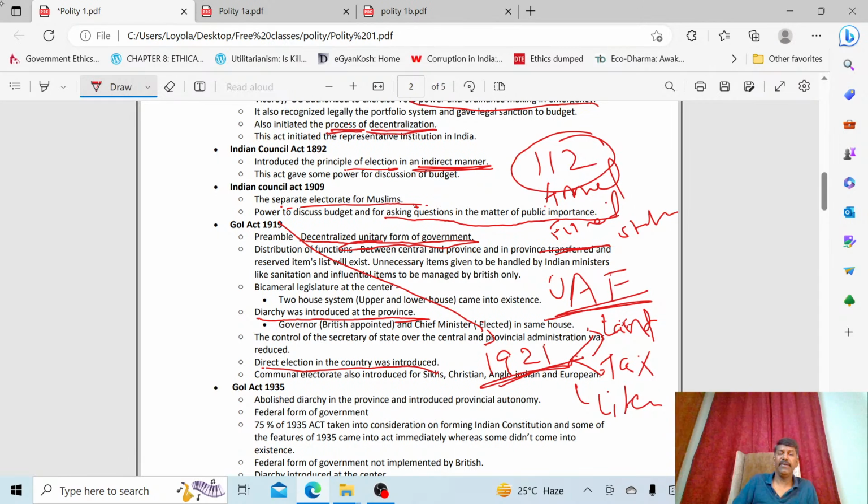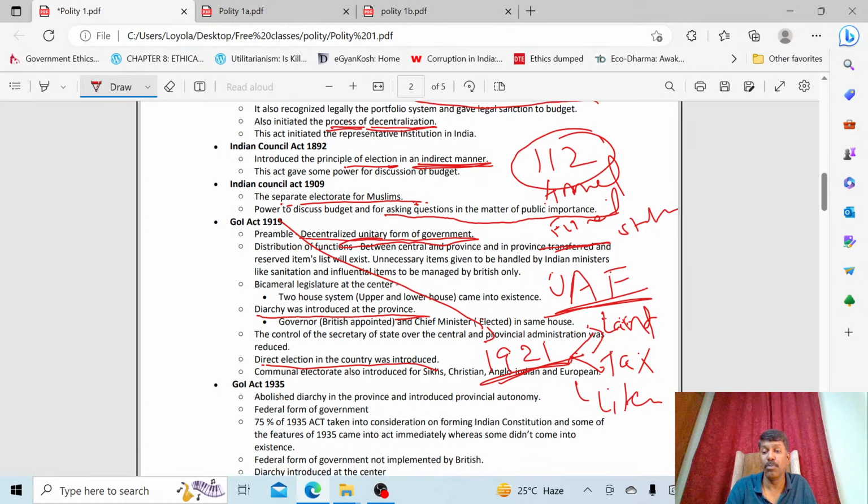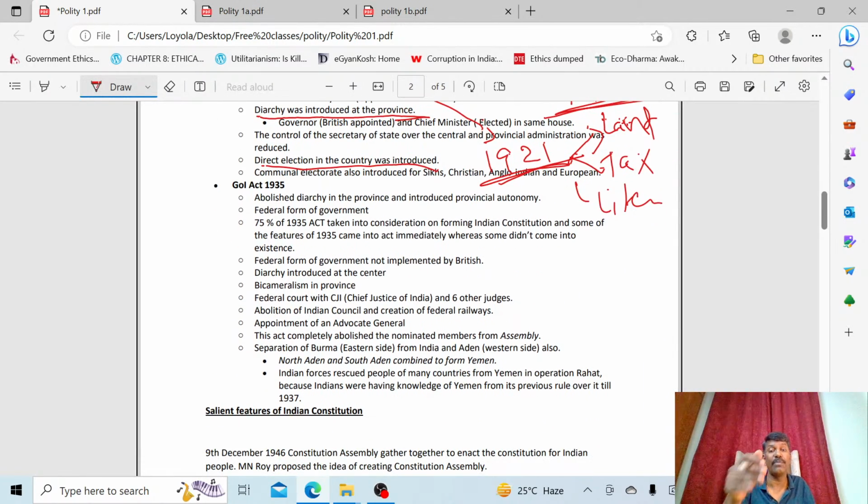Okay. Then, when I move further to the nature of the Government of India Act 1935, the most important thing is that 75% of our Constitution we got from here. So what are the things? At the province level, they abolished diarchy in the province, but introduced provincial autonomy. So provinces have some kind of autonomy. Dominion status was asked for by Indian people for such a long time, so at least they gave provincial autonomy. But the federal form of government is the most important feature that came into existence.